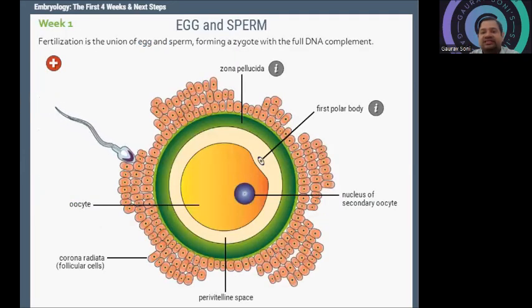But for the fertilization we need egg and sperm. So fertilization is the union of egg and sperm forming a zygote with a full DNA component. Now you can see a diagram here. There is an oocyte, nucleus of secondary oocyte, first polar body.